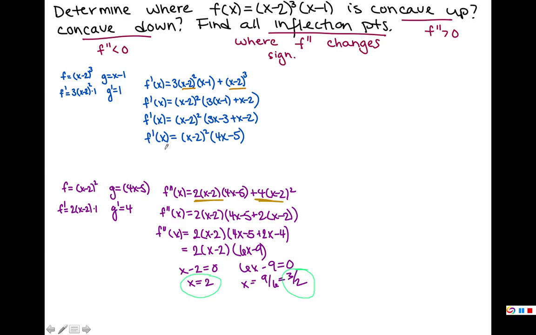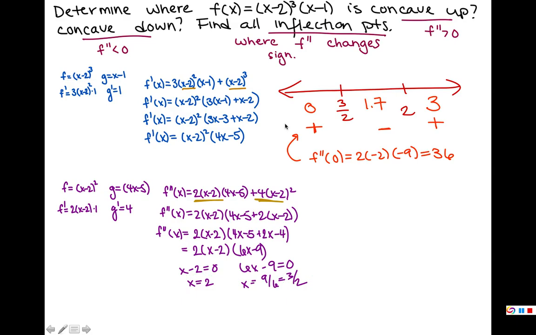And so the whole reason we did this is because we're going to use those numbers to create our number line. So I have drawn a number line. I put in 2 and 1.5, or 2 and 3/2. So these are the zeros of my second derivative. I'm going to pick test values in each region. So I chose 0 is smaller than 3/2.